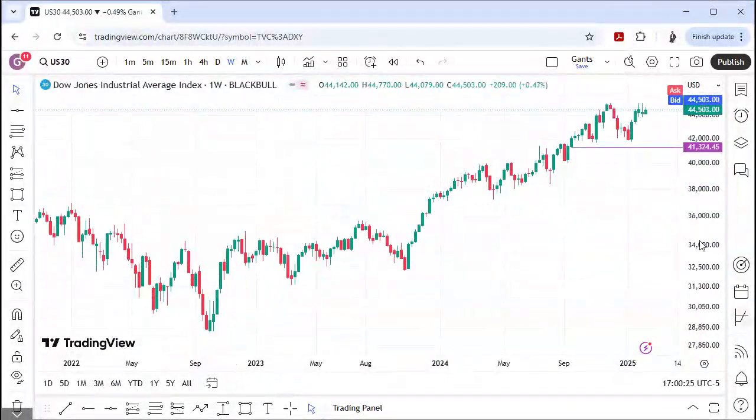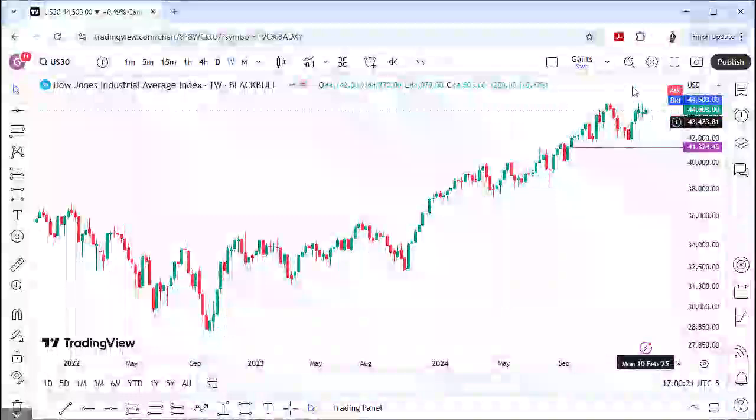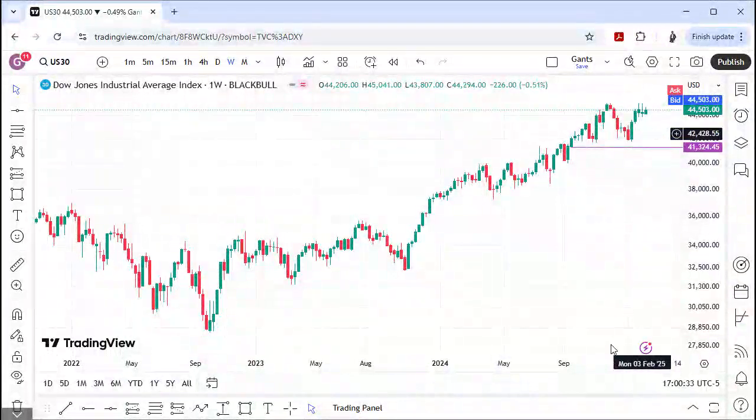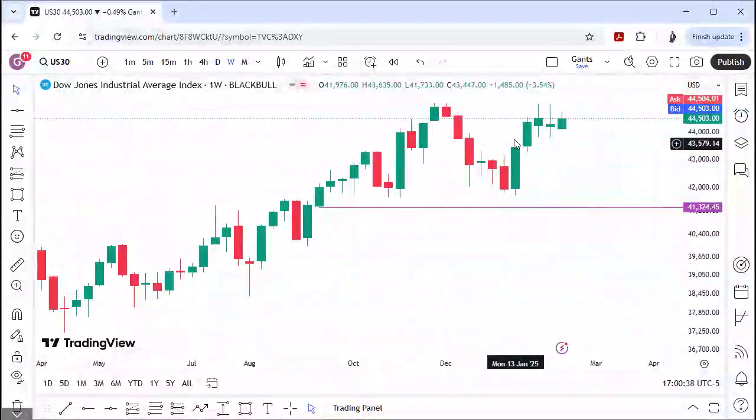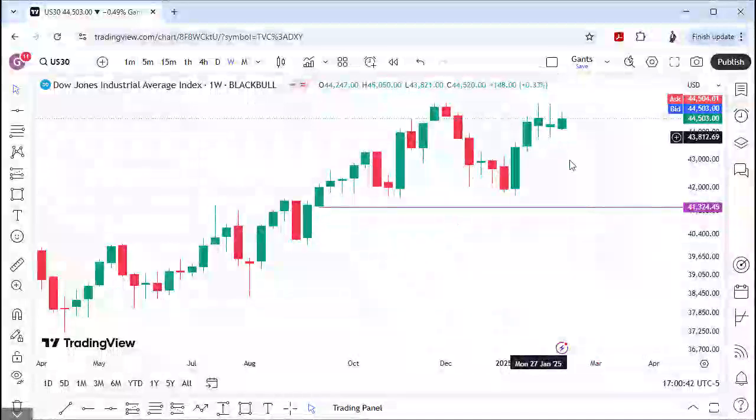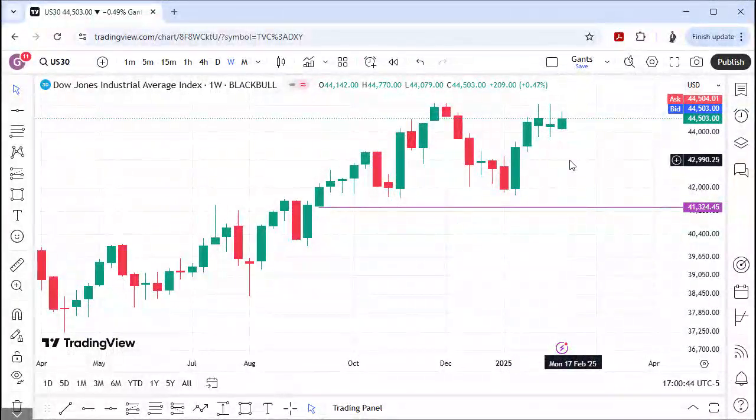Then for US 30, it has 3 times failed to take out this high. I'm still not comfortable with this. I still feel it's going to rally higher. We have small FVG, a small imbalance here, and movement lower. We find some support here to take price higher.